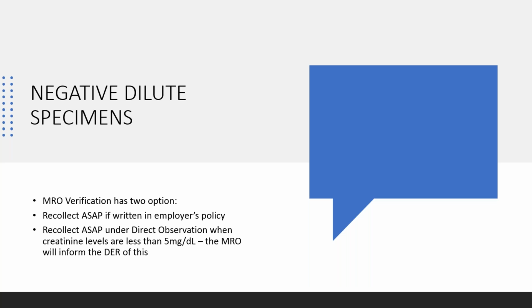Let's talk about negative dilute specimens. If a specimen comes back as a negative dilute, for the MRO verification, you've got two options. Recollect as soon as possible if it is written in the employer's policy, but it has to be written in the policy if you want to do that. If it's not in the policy, then you really cannot do that. The second option would be recollect under direct observation if the creatinine level is less than 5 milligrams. The MRO will inform the DER of this. So again, those would be the two options on negative dilutes.